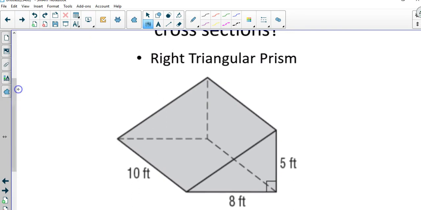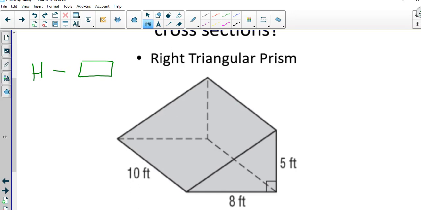Horizontal and vertical of a right triangular prism. So if you cut straight through, again, when you're doing horizontal, just look at what's on the ground, the base. The horizontal is a rectangle. Okay? So if you cut horizontally, you have a rectangle. Basically the 8 by 10 floor of the shape.